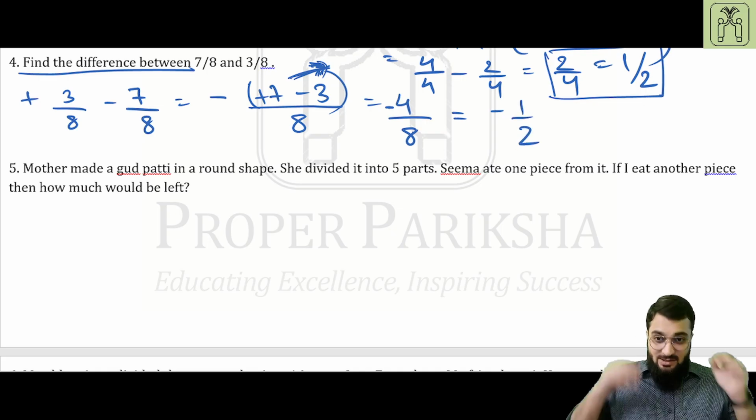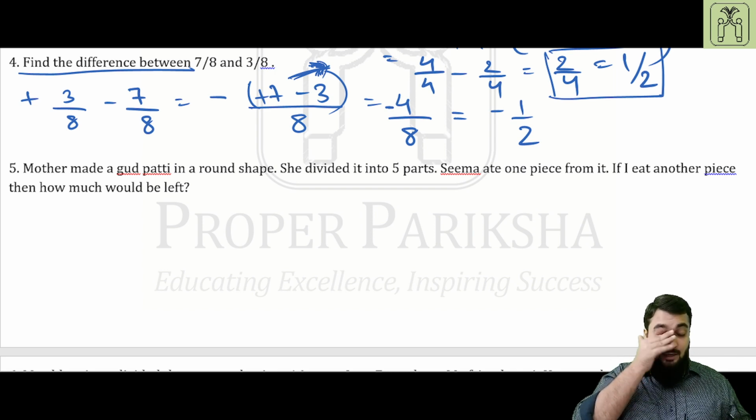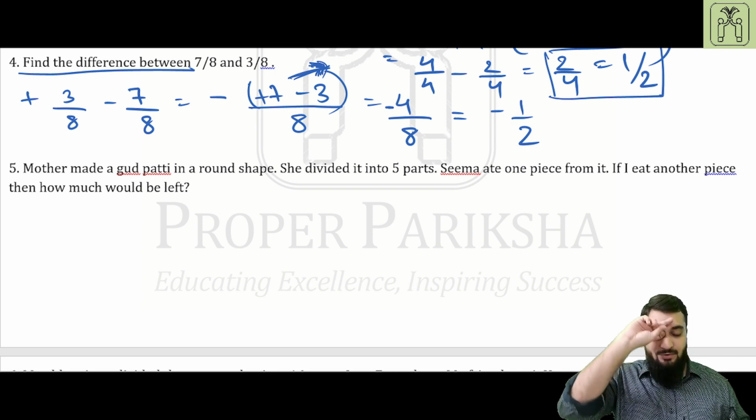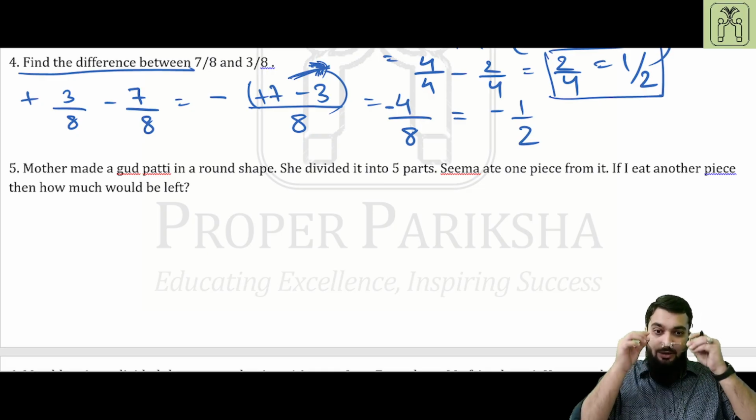But you can see that the question states that we had to find the difference between 7 upon 8 and 3 upon 8. We were not given the specific order of subtracting 7 upon 8 from 3 upon 8.